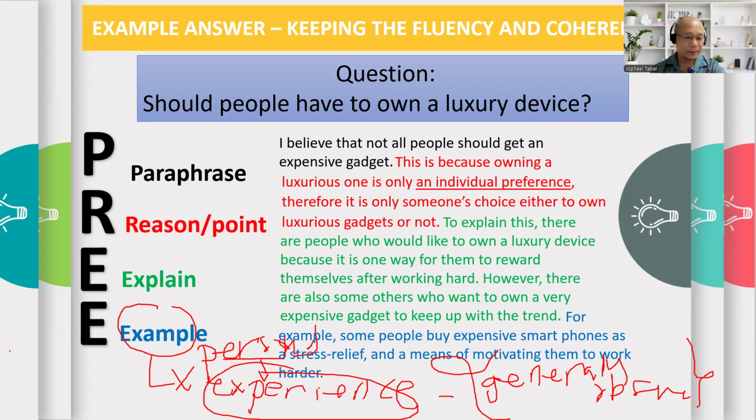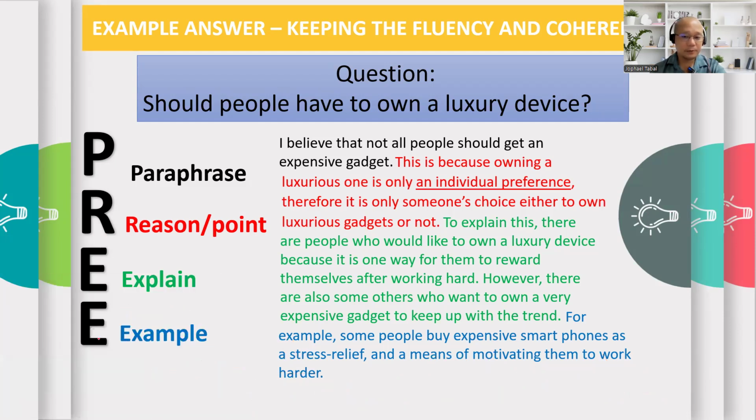Okay, so for example here, some people buy expensive smartphones as stress relief. So this is a generally observed experience. However, for personal experience, we can say, for example, whenever I feel stress, I would always buy something that is good for me, something that I like. For example, a new phone, a treat, etc. So that is a personal experience, which is in contrast to what we call the generally observed experience.